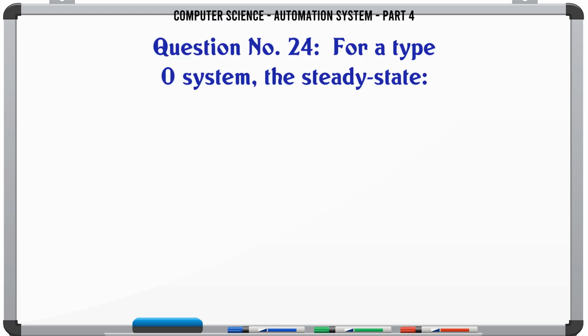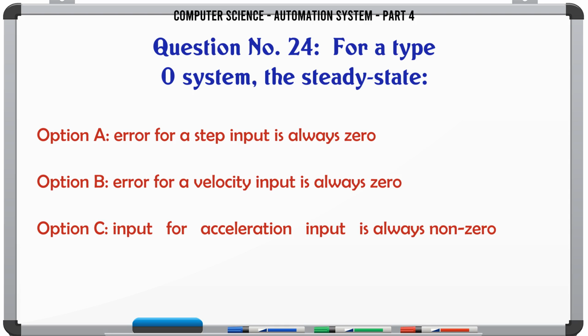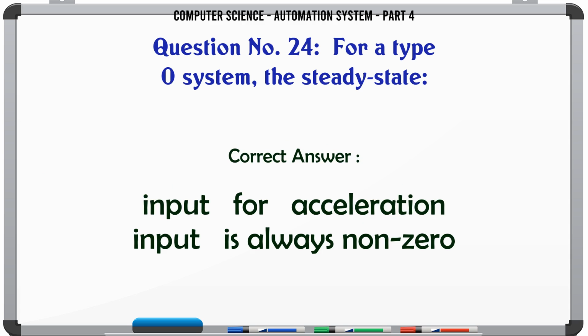For a type 0 system, the steady state A. error for a step input is always 0. B. Error for a velocity input is always 0. C. Input for acceleration input is always non-zero. D. A and C. The correct answer is input for acceleration input is always non-zero.